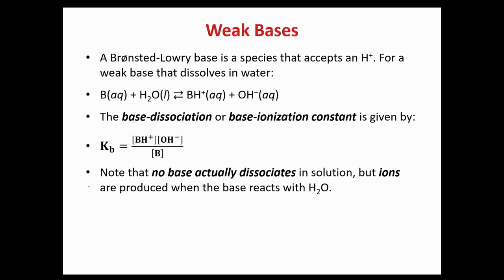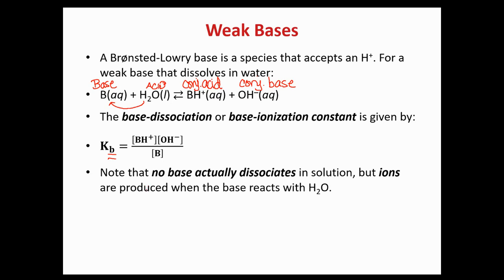Let's wrap up by talking about weak bases. In the Bronsted-Lowry definition, a base is an H plus acceptor. So if you have a base, it's going to accept H plus from water. In this case, water is your acid, and hydroxide will be its conjugate base. Here's our base, and BH plus will be its conjugate acid. Now we have a base ionization constant given by Kb. B is for base.